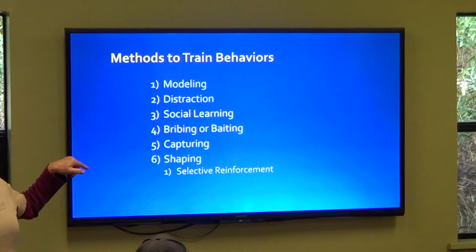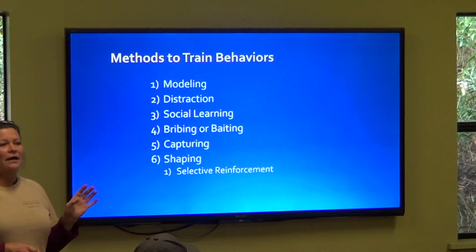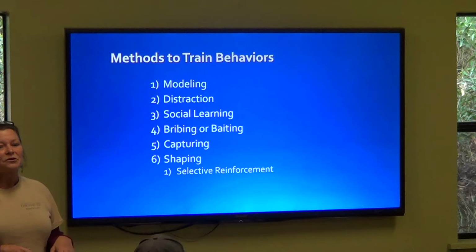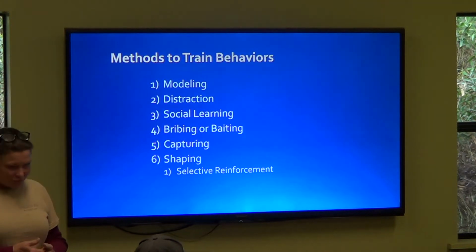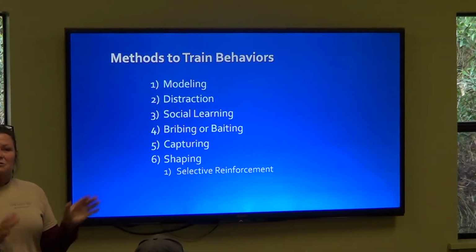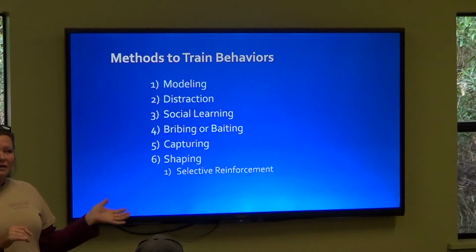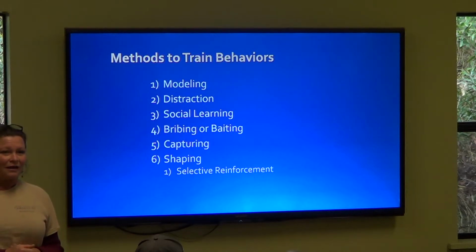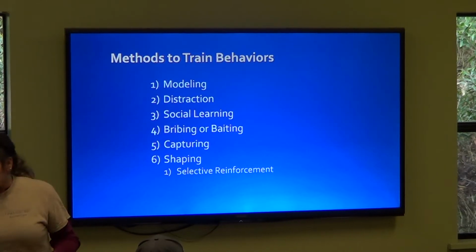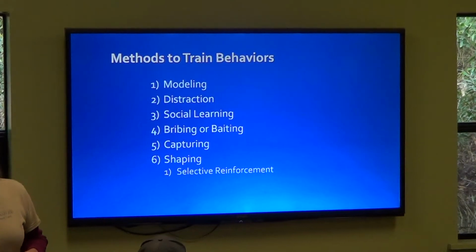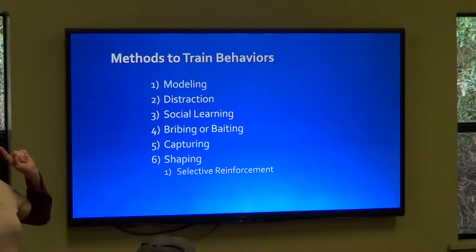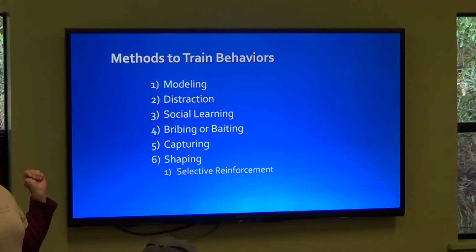But I kind of want to go over these different ways of training new behaviors and put it out there as food for thought. What we'll do today is the lecture part of it, and then tomorrow is the activity and eating part of the exercise. I'll just leave it at that for now. So the methods that we're going to discuss are modeling, distraction, social learning, bribing or baiting, capturing, and shaping.